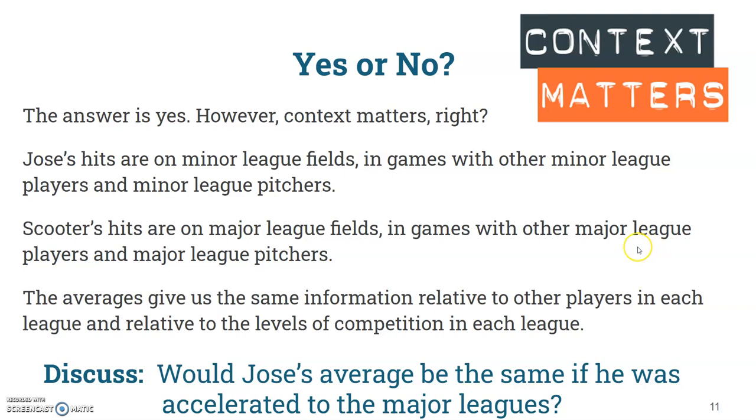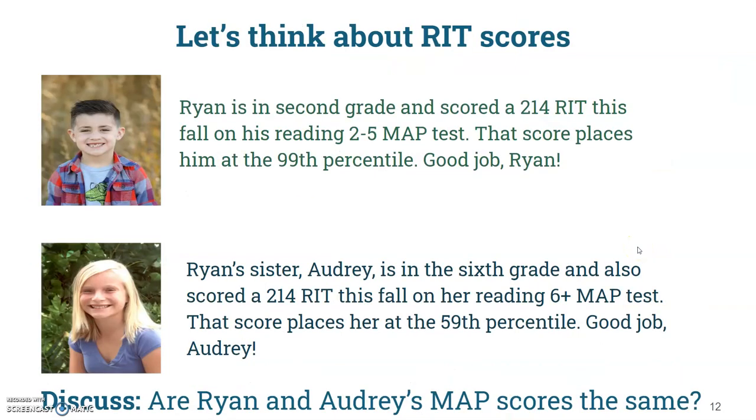So now let's take this to students. Let's look at these two students. They're brother and sister. Ryan is in 2nd grade, and he scored a 214 this fall on his reading 2 through 5 MAP test. That score places him at the 99th percentile. So Ryan did a great job.